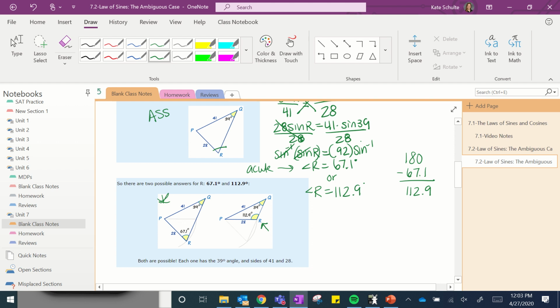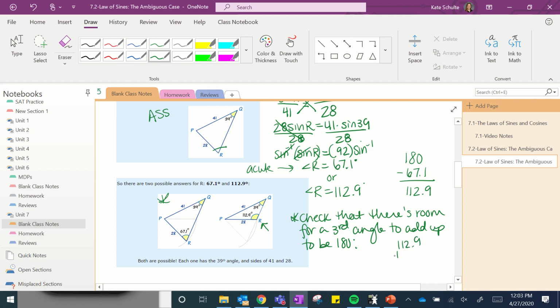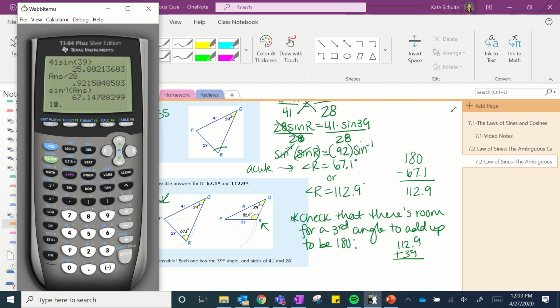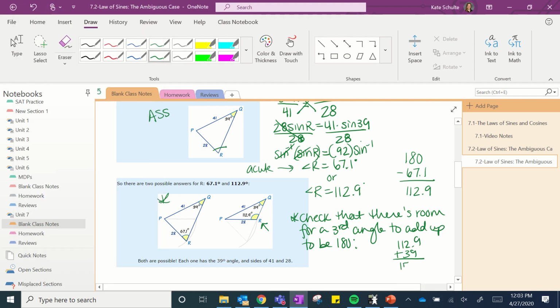There is one thing I need to check for. I need to check that there's room for a third angle to add up to be 180. I have an example of that below here, but I just need to check what's 112.9 plus 39. Okay, so I get 151.9.